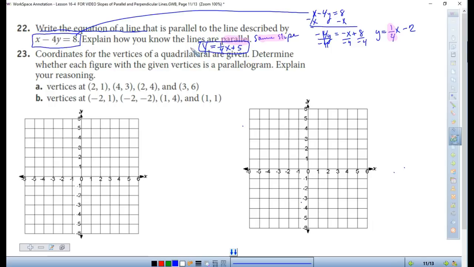Okay. Coordinates for the vertices of a quadrilateral are given. So you're going to need to create a little graph over in your margin or on graph paper, which should be in your binder. And then you can insert it, put the page number where the problem comes from, put it in your binder right behind this page of the book. Determine whether each figure is a parallelogram. Okay, so vertices at, this is going to be my letter A, (2, 1), (4, 3), (2, 4), and (3, 6). So here's my parallelogram, perhaps. We're going to test it out.